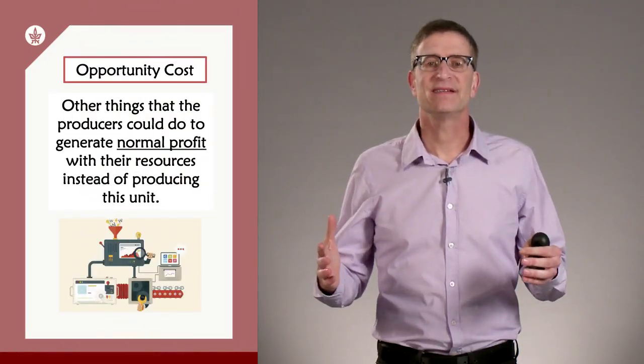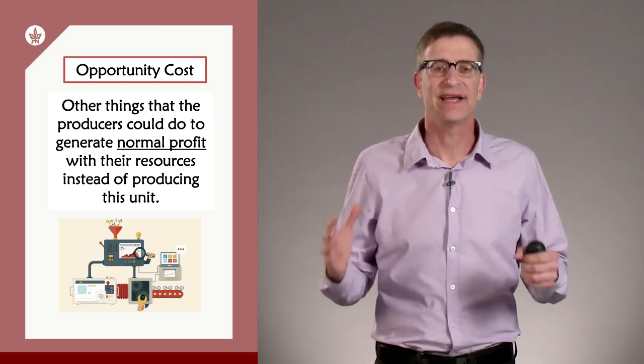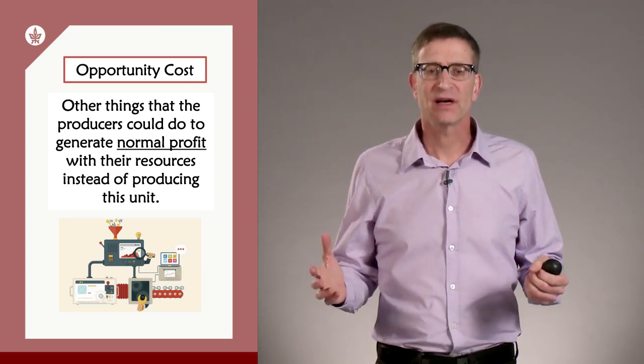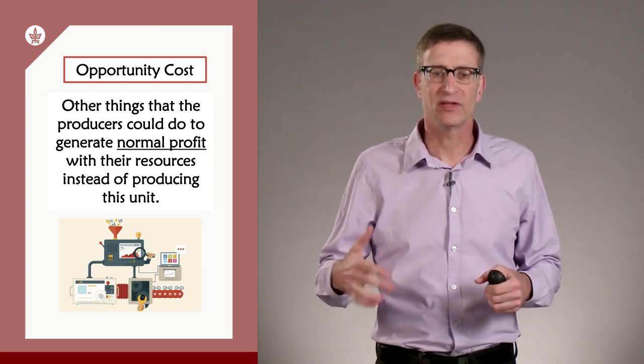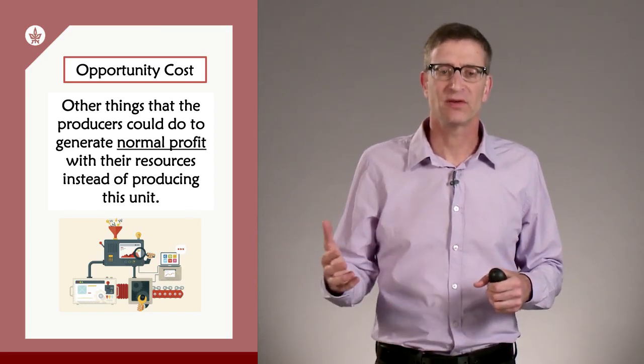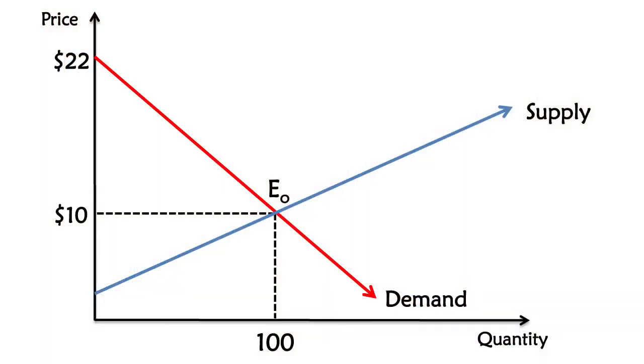Another way of saying this is that the opportunity cost of producing the next unit is higher. By opportunity cost, I mean what other things the producers could do to generate normal profit with their resources instead of producing this unit. The demand and supply curves intersect. This point is called market equilibrium. There is no inherent tendency to change. Quantity demanded equals quantity supplied.